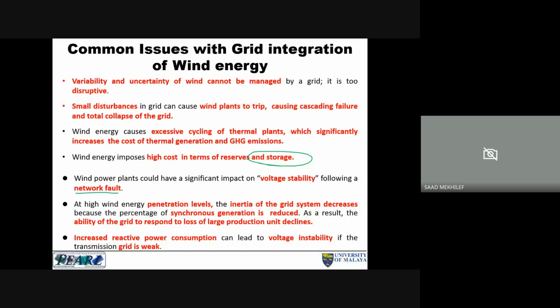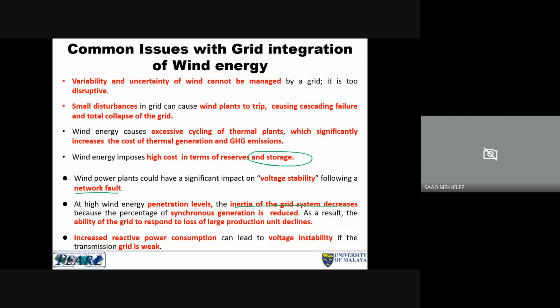At high wind energy penetration levels, the inertia of the grid system decreases. I think that's especially the case with full converter wind turbines. So that's a big issue. But as I say, there are other ways on how we can address it.